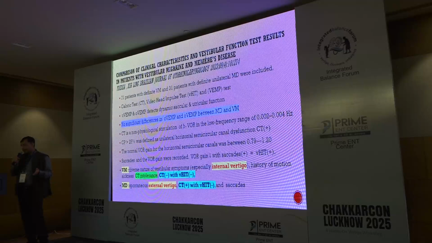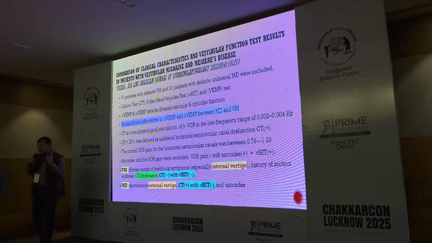So in case of vestibular migraine, there were symptoms of internal vertigo, history of motion sickness, again we are coming back and back to that point, and calorie intolerance. However, the calorie test and the VHIT test both were negative. In case of Meniere's disease, there was spontaneous external vertigo. Here the calorie test was positive. What it means is one ear was involved more than the other ear, but the VHIT test was again negative, but there was presence of saccade.